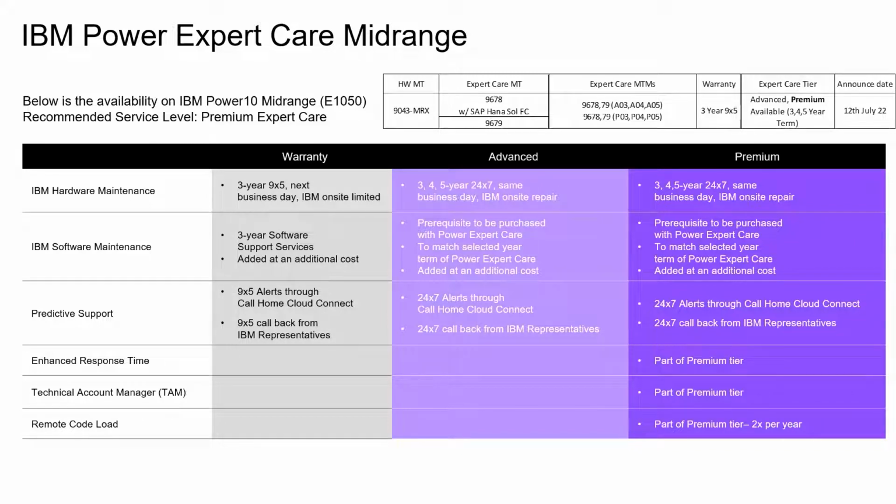The premium offering for mid-range is a little bit different than the premium offering for our E1080. Again, proactive is not enabled, and with the premium tier you get that enhanced response time, 30-minute callbacks on SEV 1 and SEV 2s. You also get a TAM, technical account manager, that you would get with Proactive or CTS. And then what's new on Power is remote code load.